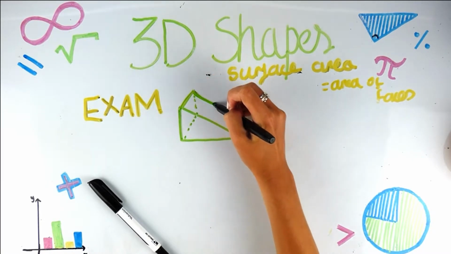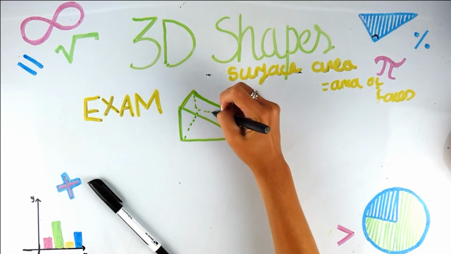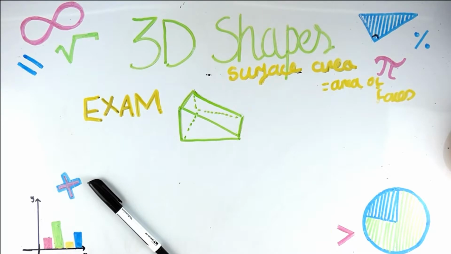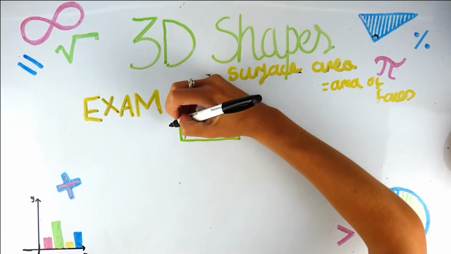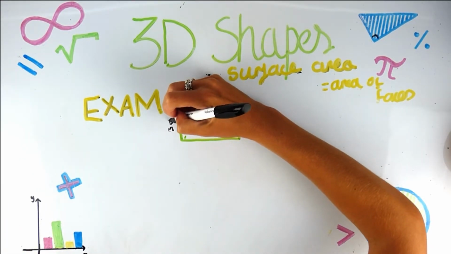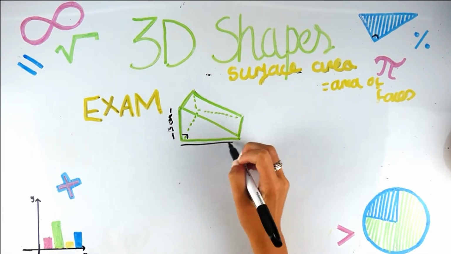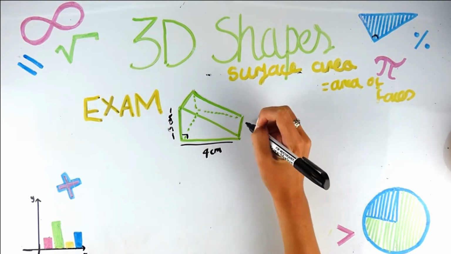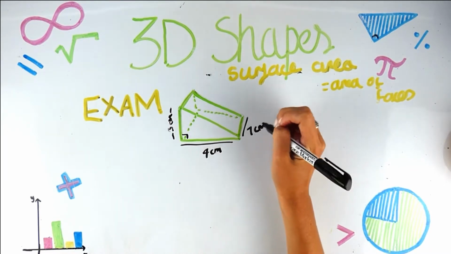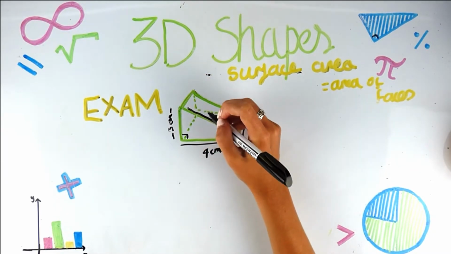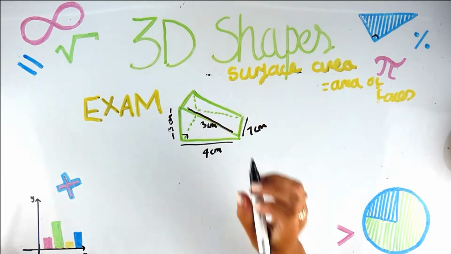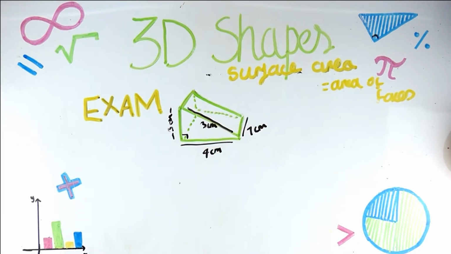Okay, it wants the surface area of this shape here, and it gives you that this is 3 centimeters. This is a right angle. This is 4 centimeters. This is 7 centimeters. And this is 3 centimeters. Obviously not to scale there.